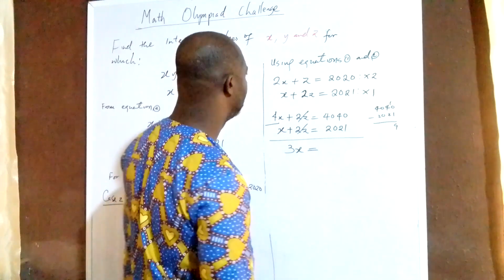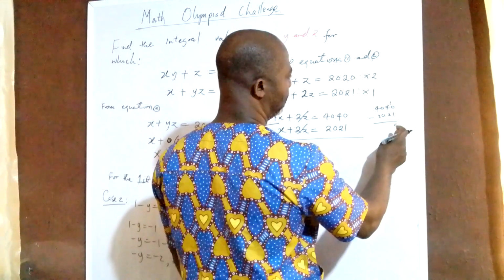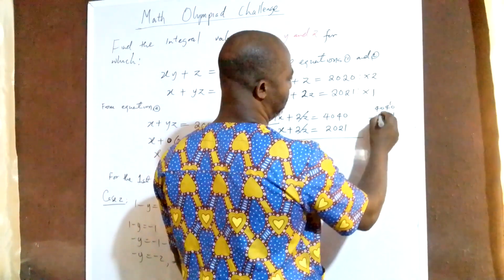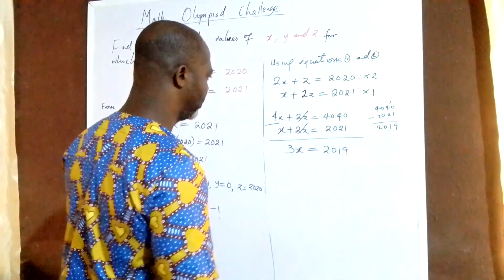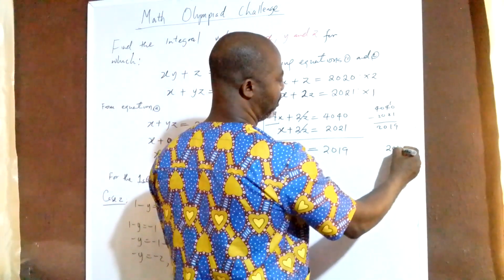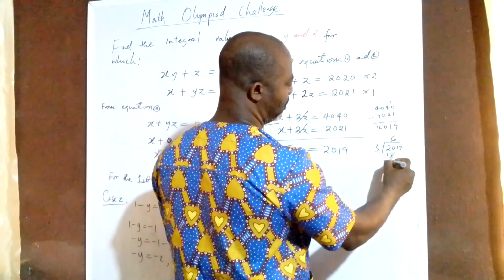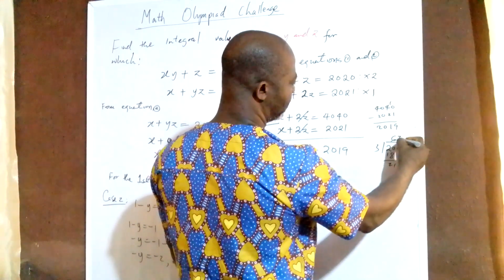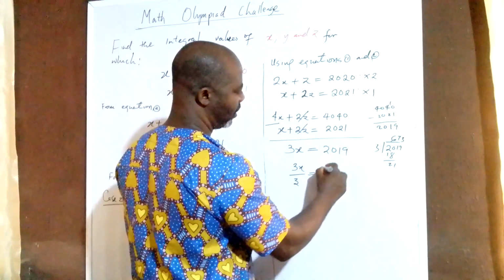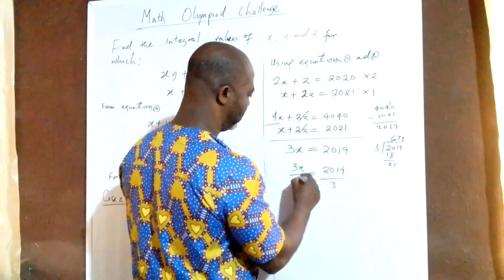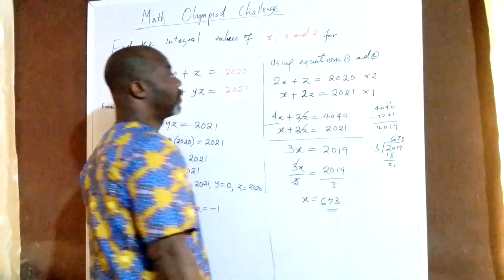What would this give? This will give me 2019. Is it divisible? Let us see. 2019 divided by 3. So divide both sides by 3. We have 2019 divided by 3. So x will give me 673. So that's for x.